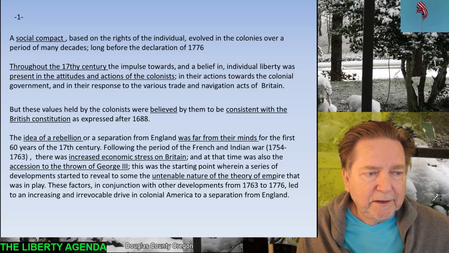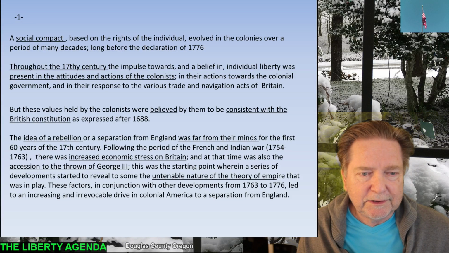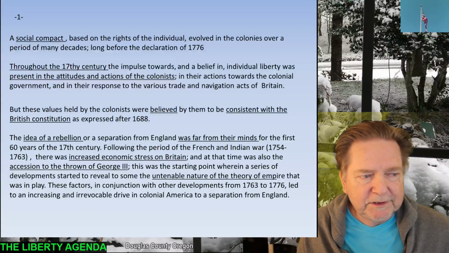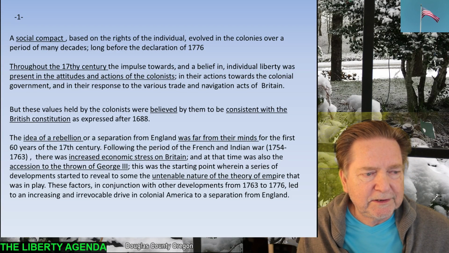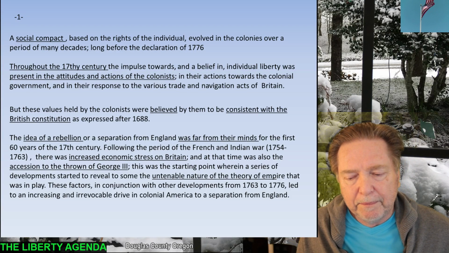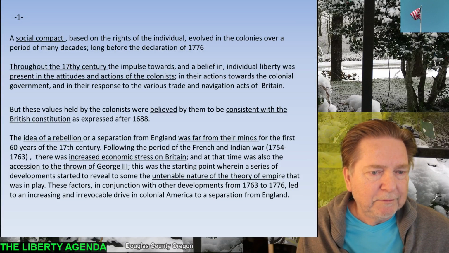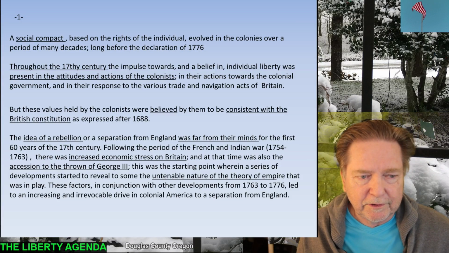The idea of rebellion or separation from England was really far from their minds up to the last minute, certainly for the first 60 years of the 17th century, following the period of the French and Indian War, which was from 1754 to 1763. That period of time created economic stress on Britain, and at that time was also the accession to the throne of George III.